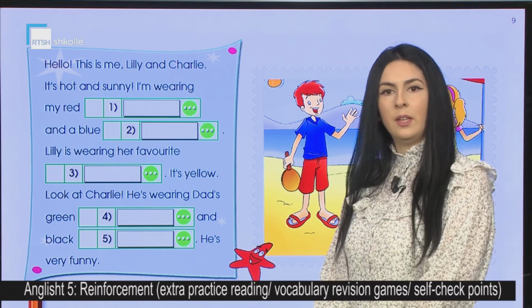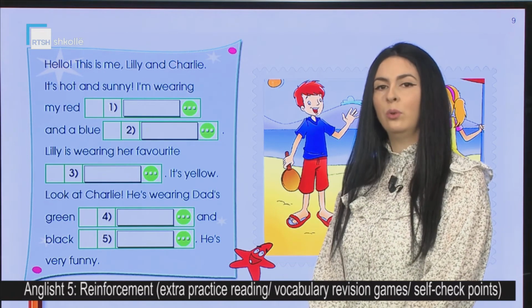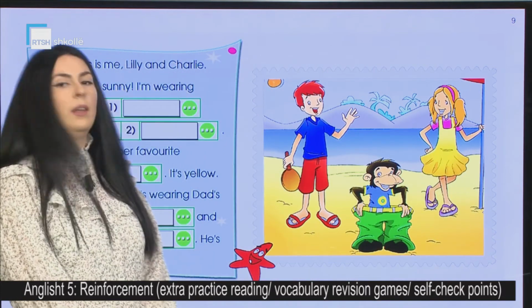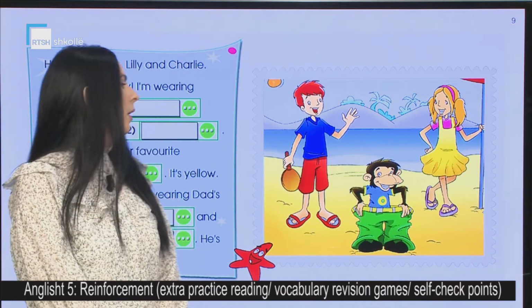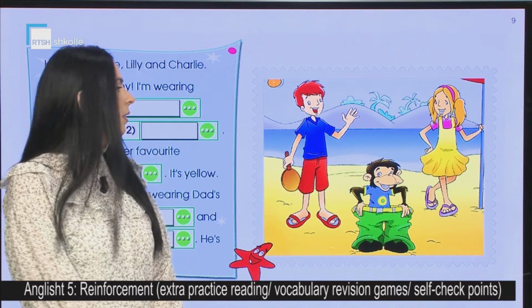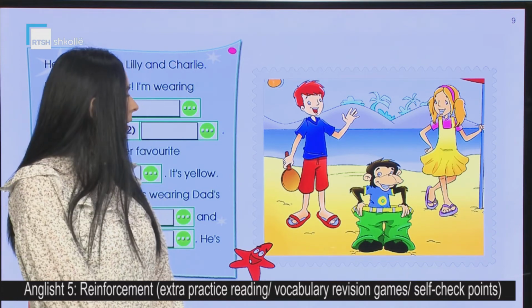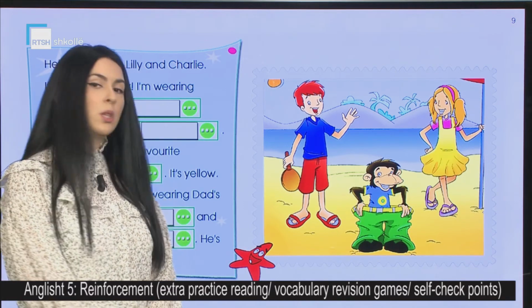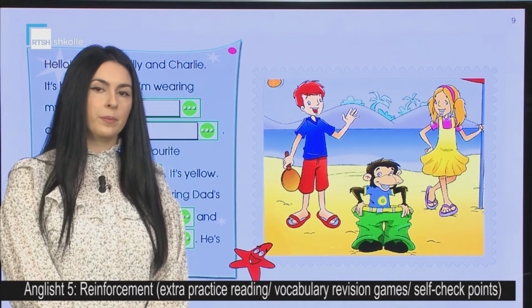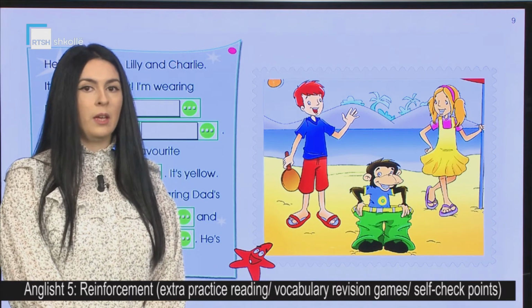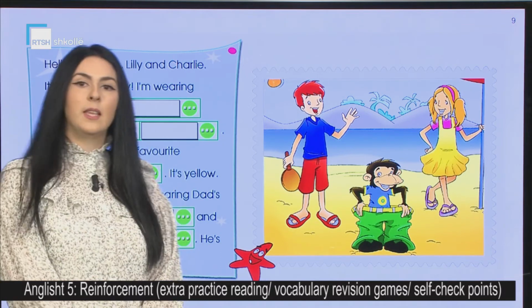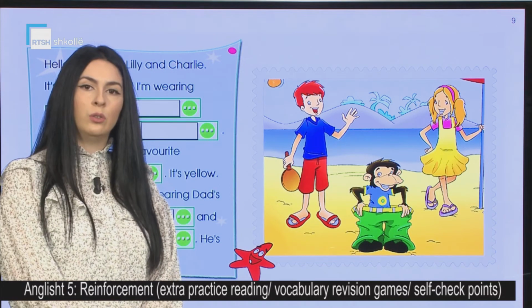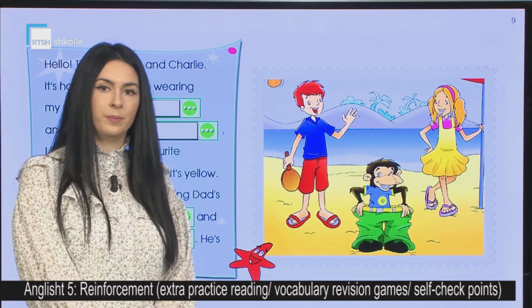Before starting reading the exercise, I want you to take a look at the photo. Here we have Lily and Liam. They are at the beach. They are having a great day. And Charlie is with them as well. So what are they wearing? I want you to think of it. See the colors, see the items, and then we are going to continue with the exercise.